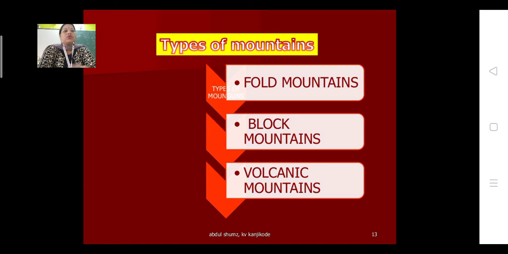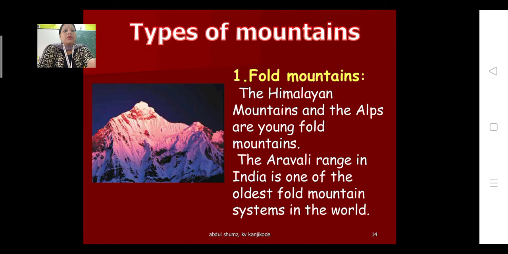Fold mountains are those mountains like the Himalayas, the Alps and the Appalachians. These are known as the fold mountains. One of the oldest fold mountain systems in the world is the Aravalli range in India, and these fold mountains are the result of internal processes.